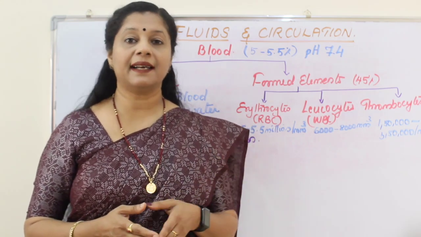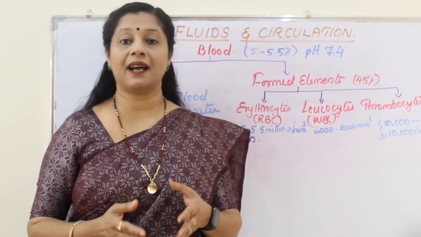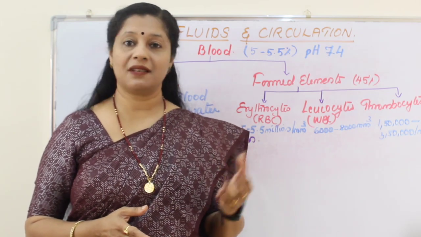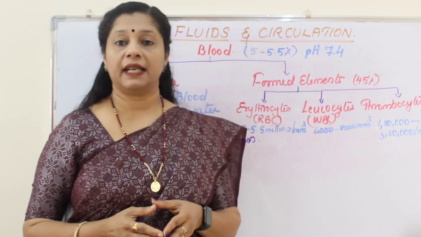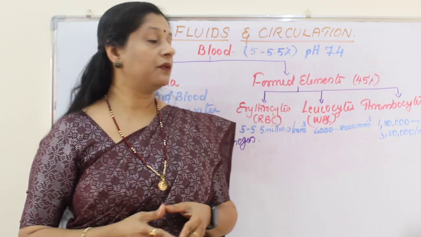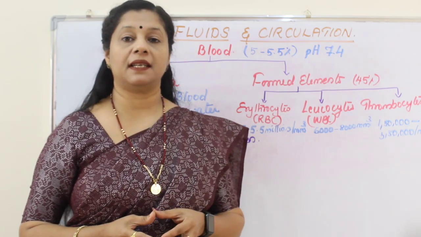If it is less than that, that is 10, 9 and so on, we say anemic. If it is 7, it's severe anemia. So these are the details about the erythrocytes. Now coming to the leukocytes or the WBC.